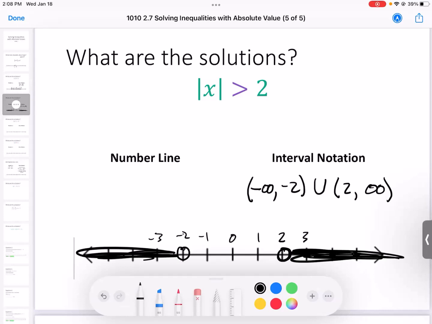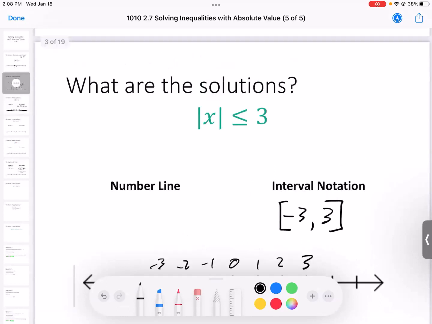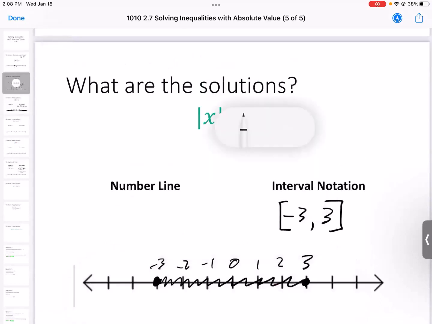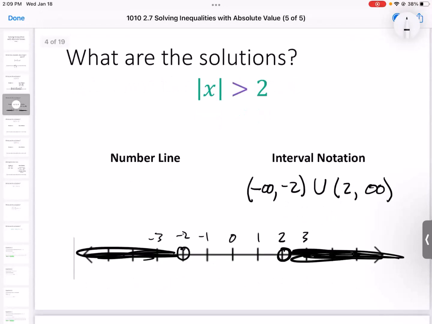Okay, awesome. So absolute value inequalities will always look something like this or something like this. Something like this, where you will either have a range in between 2 numbers, or you'll have everything below it and everything above, but the range between it are not solutions.